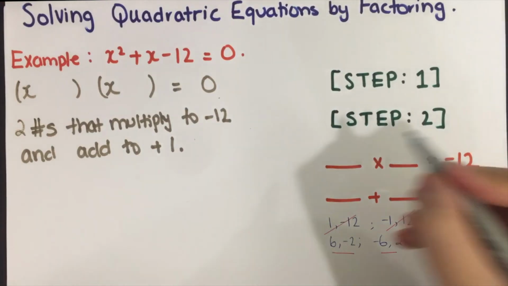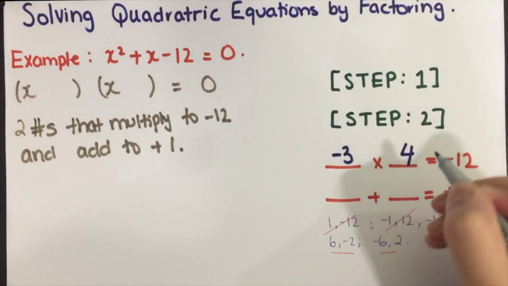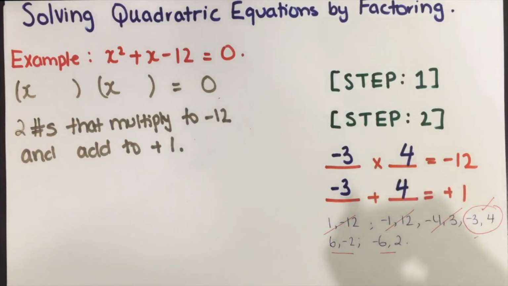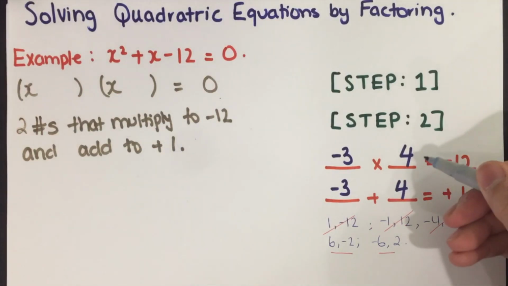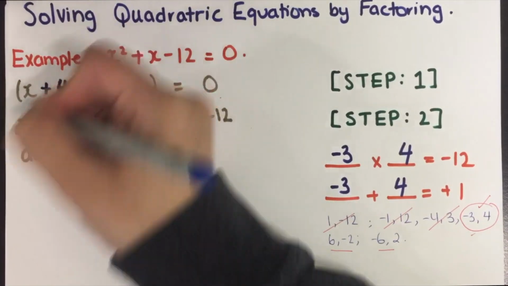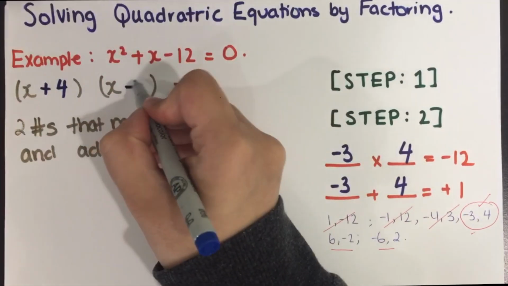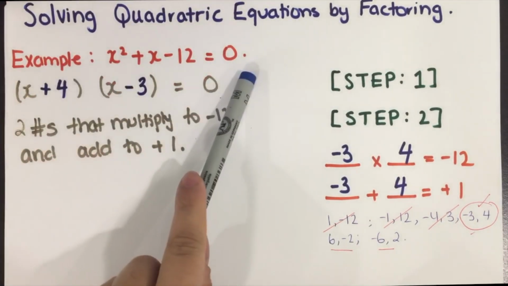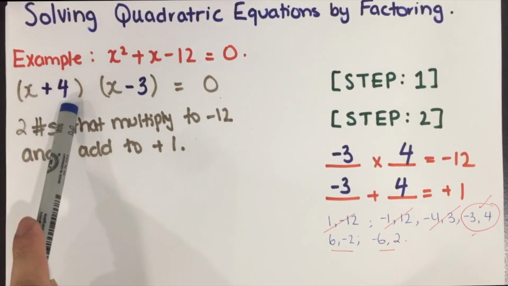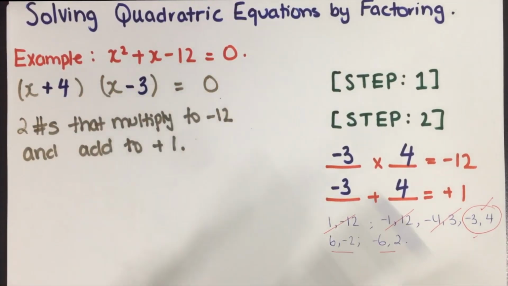So we have negative 3 and 4. Now what we need to do is fill in our factors from step 1. So we have positive 4, so plus 4 would go here. Then we have minus 3, and make sure you carry the minus there. So this is factored to x plus 4 times x minus 3 equals 0.